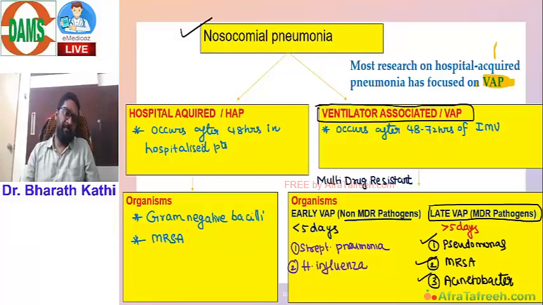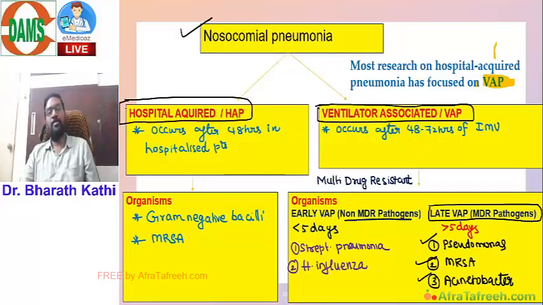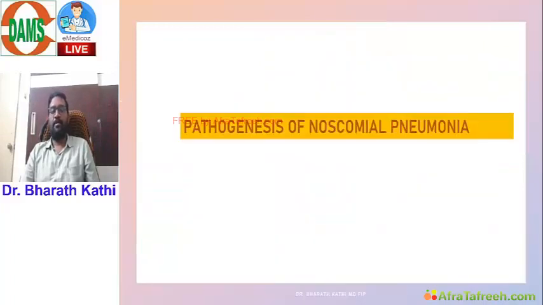Now first we will see the pathogenesis. Why will pneumonia happen in hospital and how will it happen after putting an endotracheal tube? Very important slide. If you go through any standard textbook, the pathogenesis of hospital-acquired pneumonia and ventilator-associated pneumonia is very complicated. I have given some pictorial description so that you will understand it very easily.